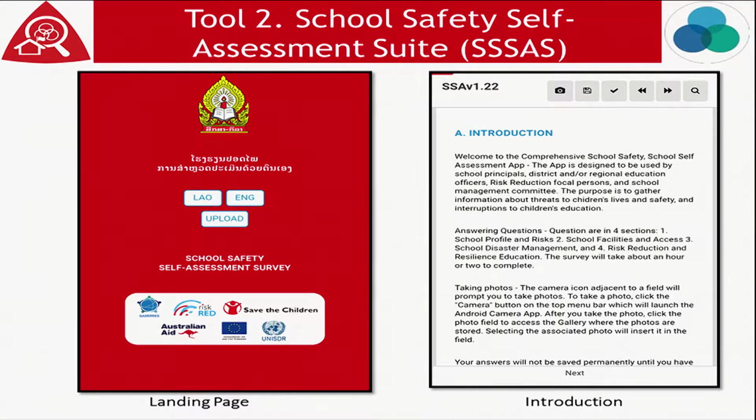So the second tool in the CSS assessment suite is for school staff. And this is addressing a particular problem. In many countries, ministries of education do not know what schools are able to do, where the safety problems are at the school, what buildings are unsafe, what school disaster management processes are in place, and what kind of DRR education is in place. However, a Ministry of Education sending out surveyors to each school is an enormous, overwhelming task.